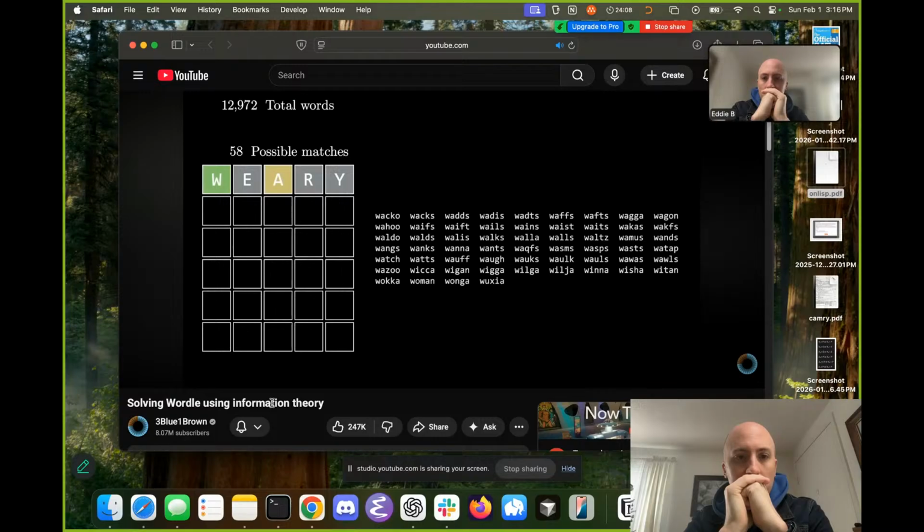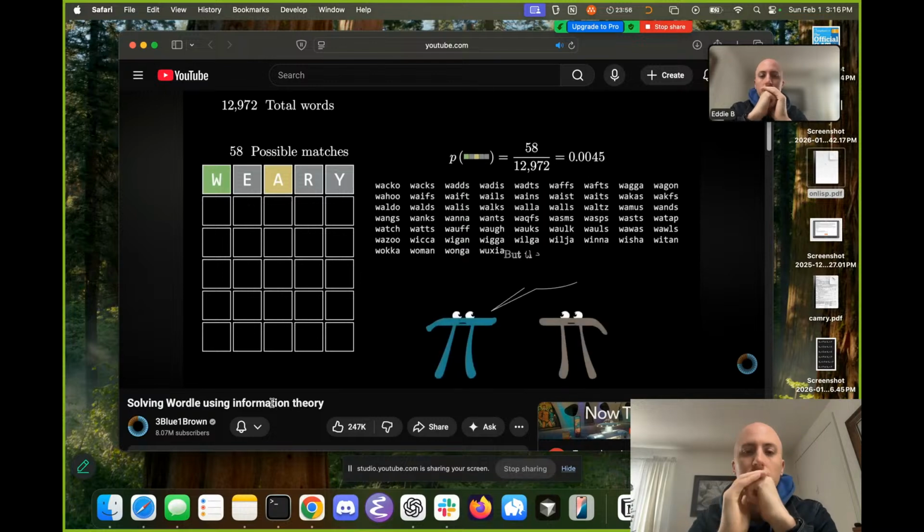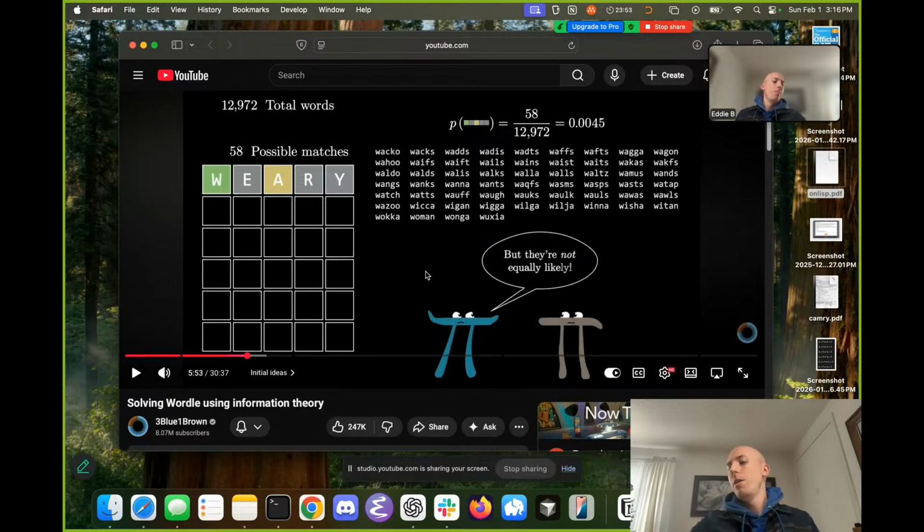But the flip side of that, of course, is that it's very uncommon to get a pattern like this. Specifically, if each word was equally likely to be the answer, the probability of hitting this pattern would be 58 divided by around 13,000. Of course, they're not equally likely to be answers.